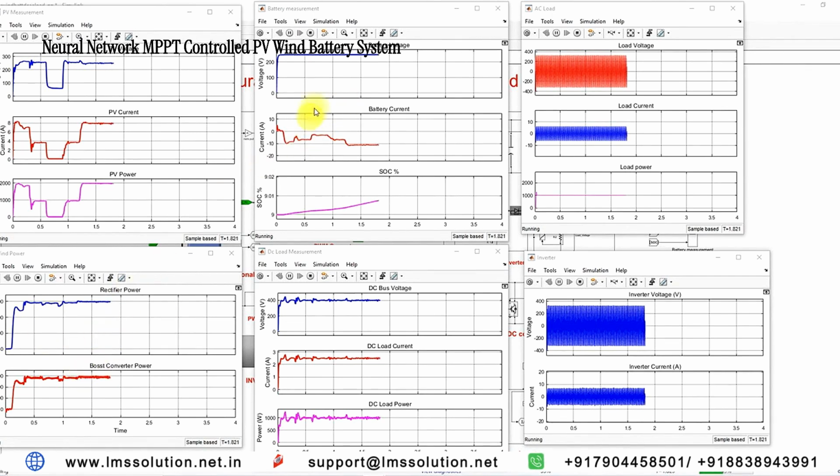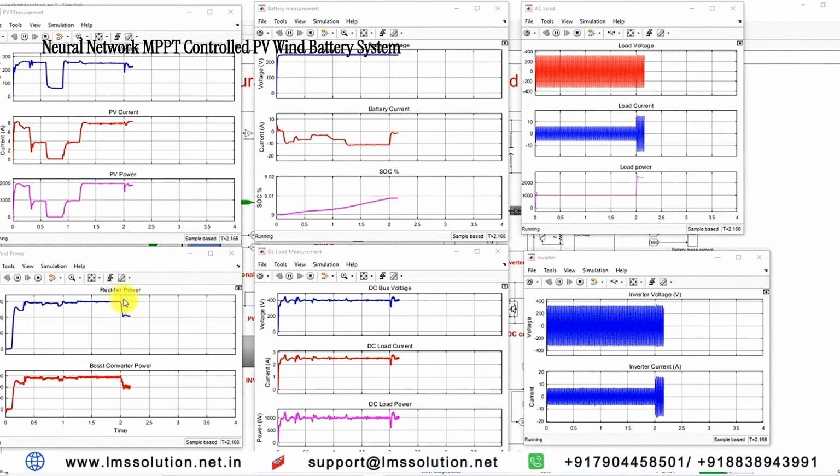And also here you can see that because of the variation of PV power, the charging current of the battery is very initially around minus 7 amps and then minus 5 amps, and then it comes to minus 10 or minus 11 amps.